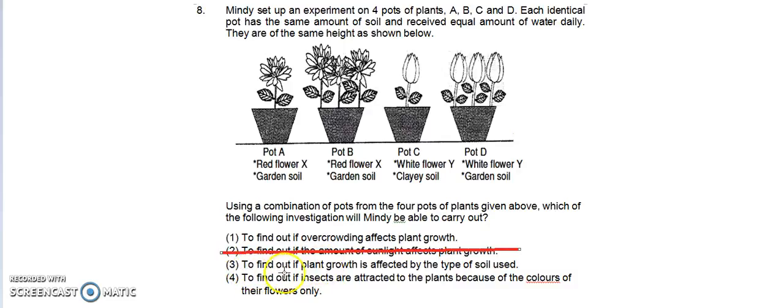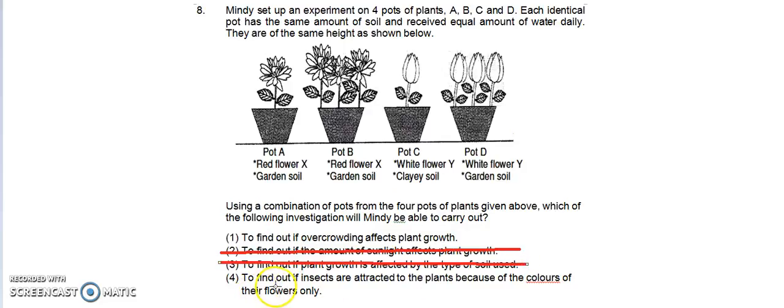Option 3, to find out if plant growth is affected by the type of soil used. Well, if we were to look at pot C and pot D, they have different type of soil and they have the same type of flowers, but the problem is the different number of flowers. They should be the same number of flowers if we were to compare them, as the change variable is only the type of soil. So option 3 is also out.